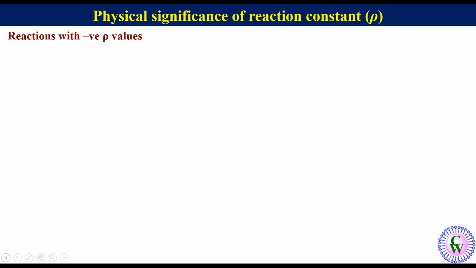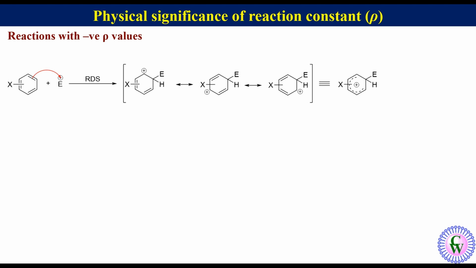Now we are going to take the example of electrophilic aromatic substitution reaction. In a general electrophilic aromatic substitution reaction, there is an aromatic ring and an electrophile. The electrophilic attack gives a cationic intermediate in the rate determining step. The cationic intermediate is stabilized by resonance. In the second step, there is removal of proton to produce substituted product. The Rho value for these reactions range from minus 5 to minus 9.